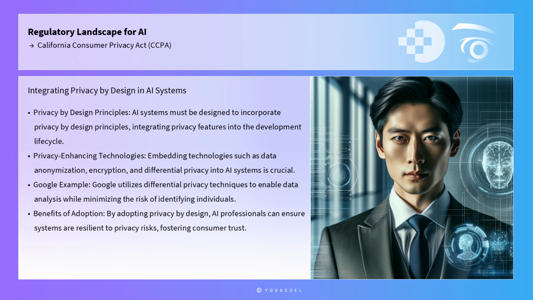Moreover, AI systems must be designed to incorporate privacy by design principles, a proactive approach that integrates privacy features into the development lifecycle. This involves embedding privacy-enhancing technologies into AI systems, such as data anonymization, encryption, and differential privacy. For example, Google utilizes differential privacy techniques to enable data analysis while minimizing the risk of identifying individuals. By adopting privacy by design, AI professionals can ensure that their systems are resilient to privacy risks, thus fostering consumer trust and reducing the likelihood of legal repercussions.